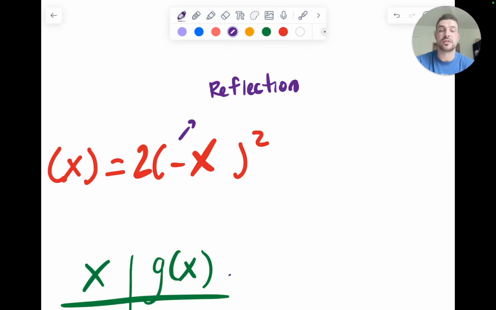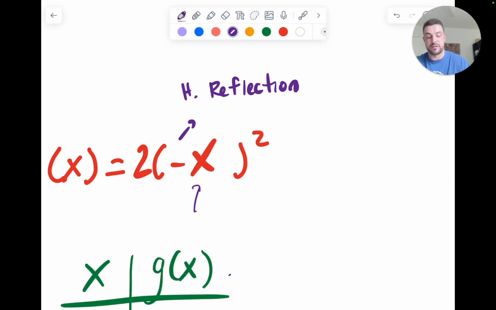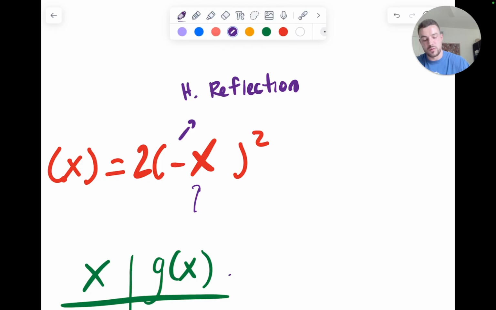Now the key part here is that negative is attached to my x, so it is a horizontal reflection. This 2 is on the outside, and again, it's not really about the parentheses. It's about the fact that it's not directly attached to x. If I were to plug something in, I would need to apply the negative and then square it, because it's a quadratic, that square is really important. Anything that happens after the squaring is going to be a vertical transformation, which is where this 2 comes into play. So it is vertical because it's not attached to my x.